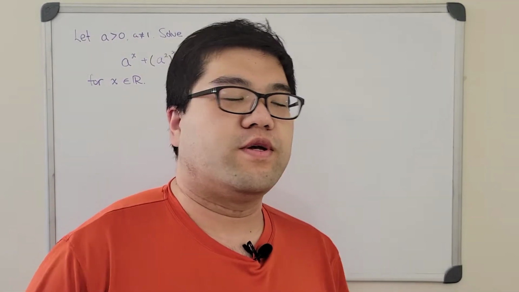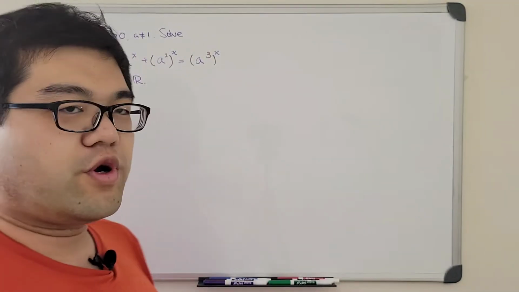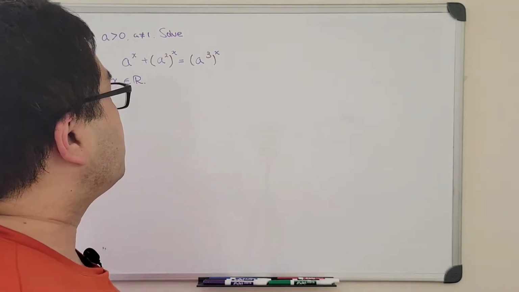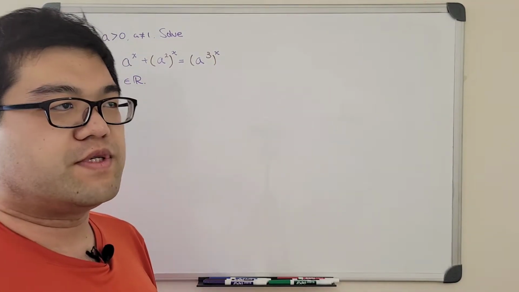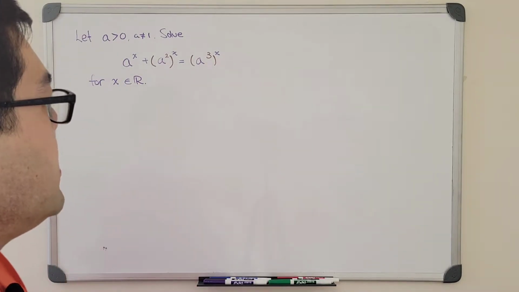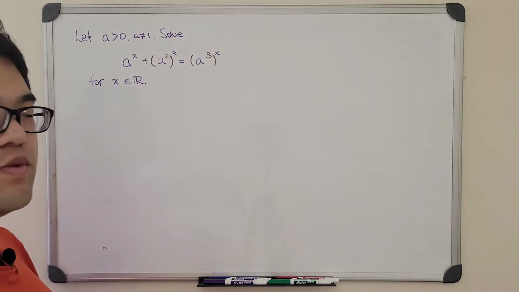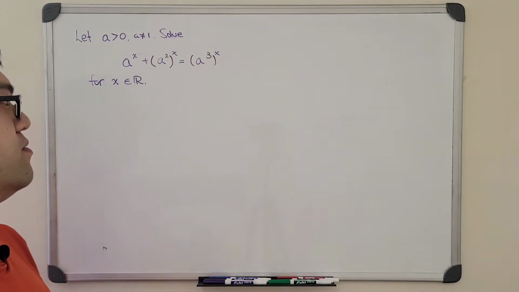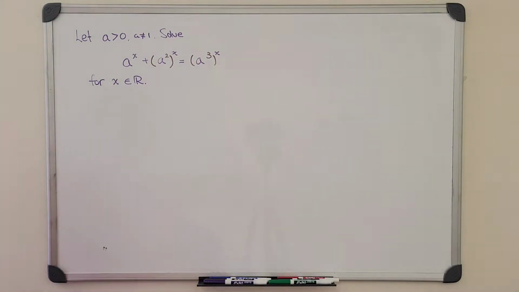What's up, everyone? Today we're going to work on a high school algebra problem that you probably have seen multiple different versions of on the internet, and here is what I call the general version of it. Let a be some positive real number, in other words, strictly greater than 0, and also a is not equal to 1.